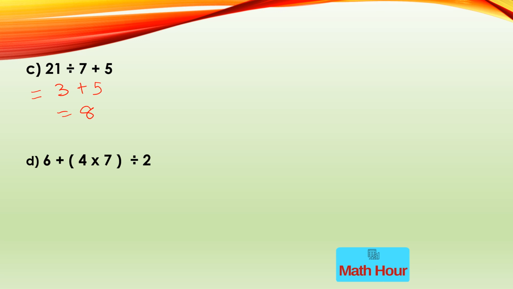Again, I request you all to please pause your video and solve this on your own and see if you are getting the same answer. So here you have a bracket. So what are you supposed to do? You are supposed to apply the BODMAS rule here. First, you should do the calculation of the numbers within the brackets.